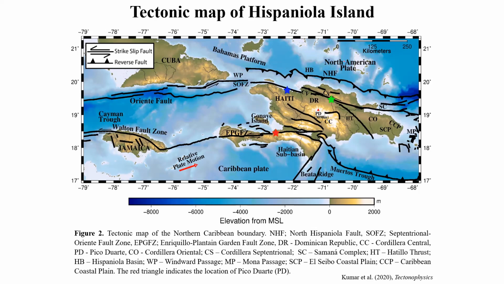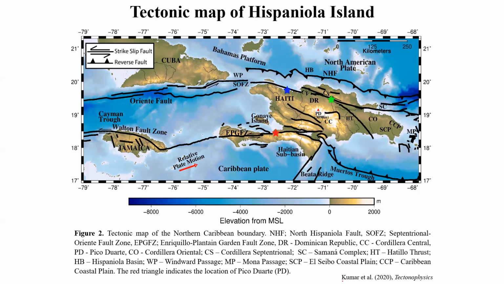So this is the North American plate here, and here you are seeing the Caribbean plate. The relative motion between the Caribbean plate and the North American plate is shown by this red arrow. These are the two important earthquakes that happened on the island of Hispaniola, and this is the location of the highest peak in the island of Hispaniola.